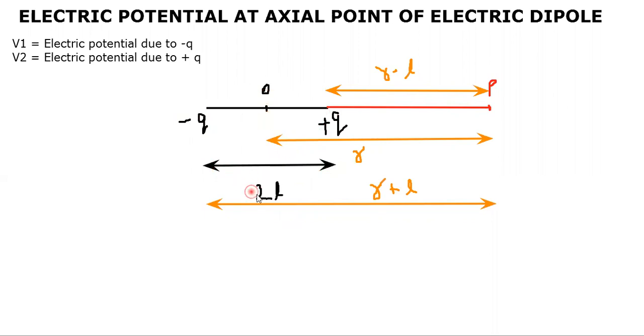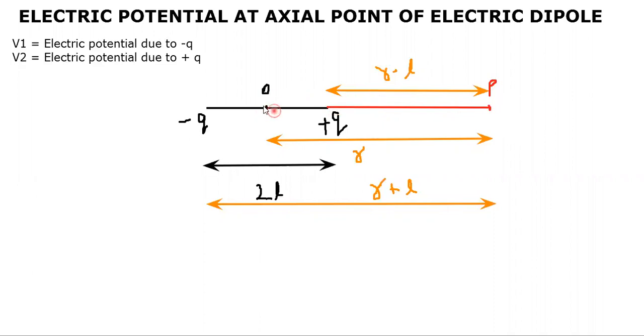Why we used to take 2L? We used to take 2L because it makes it simpler to solve. Now you have to find potential at axial point. The axial point remains same. Axial point means the point at axis. So this is the axis of dipole. So I've taken a point P over here on which I have to find electric potential.